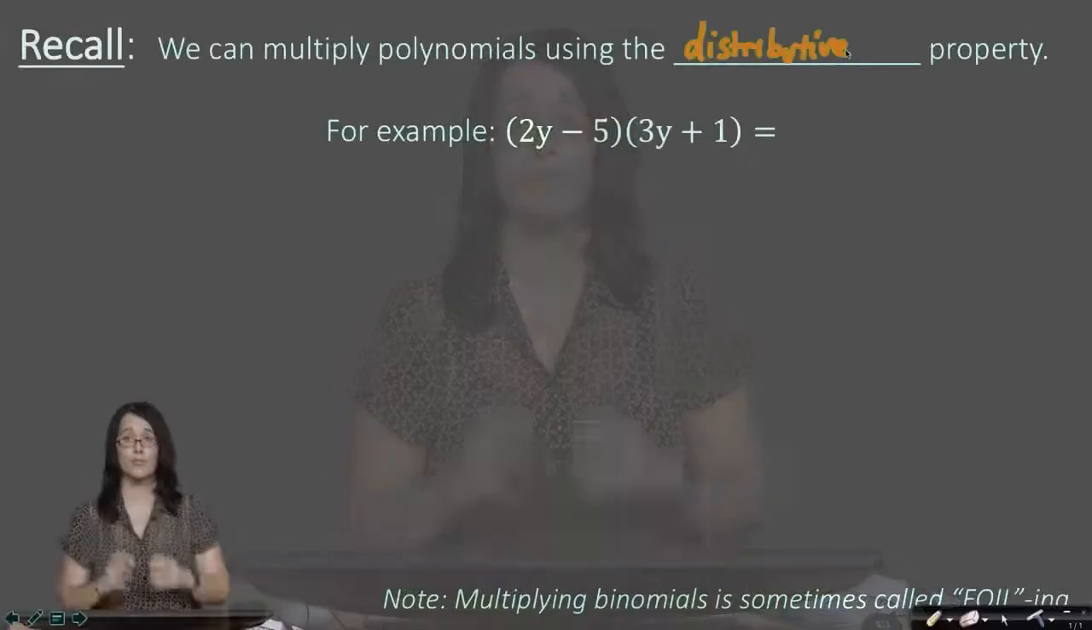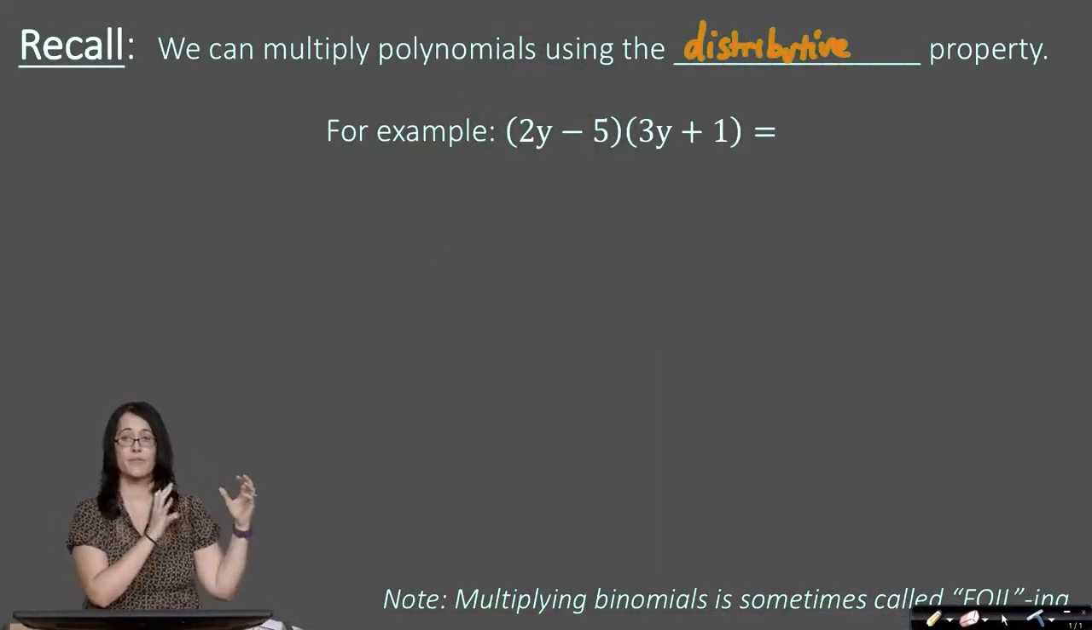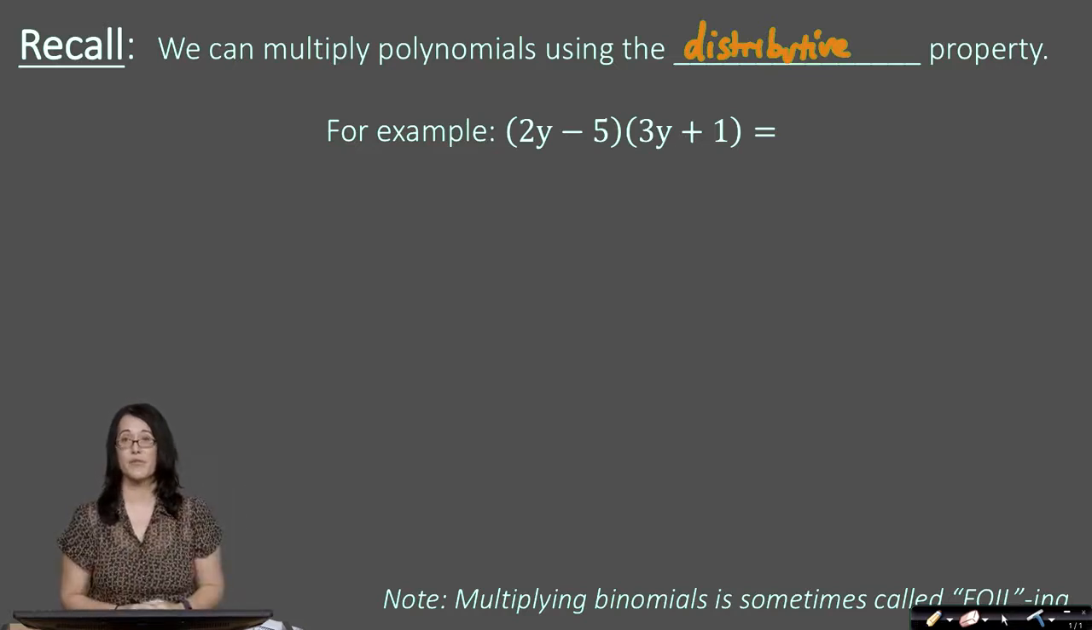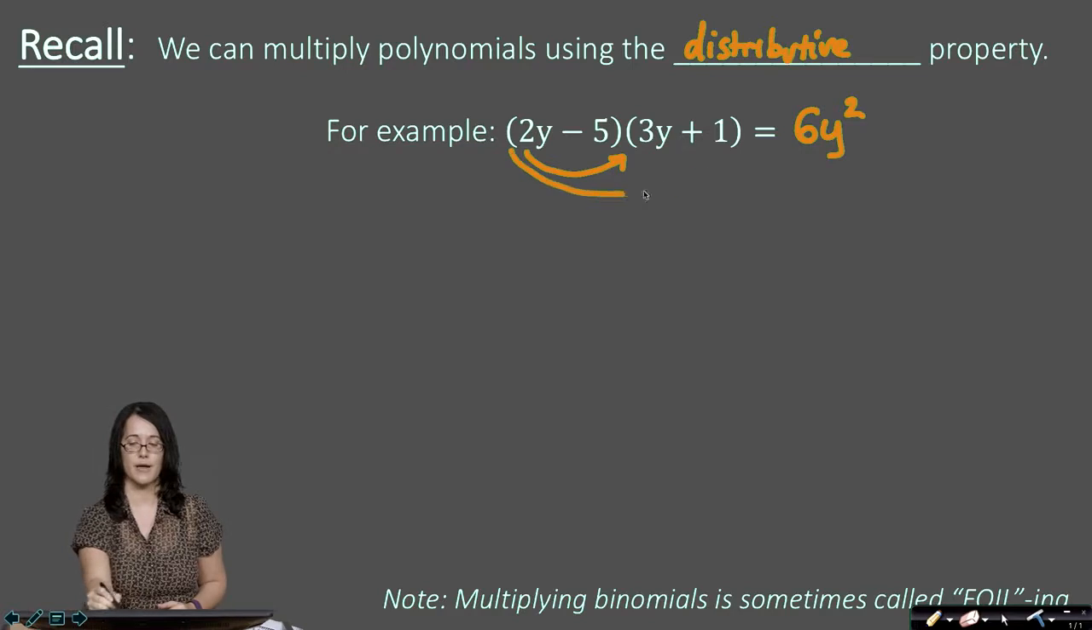To begin, let's remind ourselves how we would take a binomial times a binomial and multiply those together using what we called the distributive property. If we had, for example, 2y minus 5 times 3y plus 1, we could multiply those two binomials by distributing our 2y to each of the terms in the second binomial. So 2y times 3y, remember how we do that? 6y times y is y squared, because there's two copies of y present. And then 2y times 1 is just positive 2y.